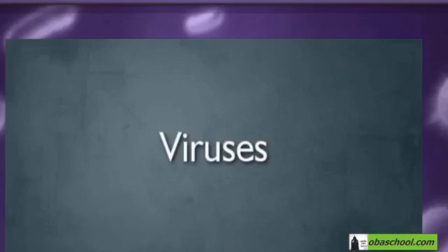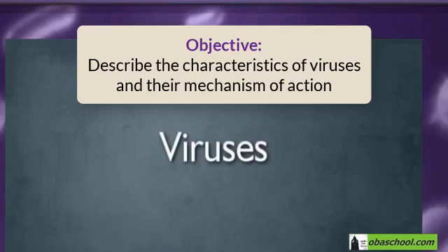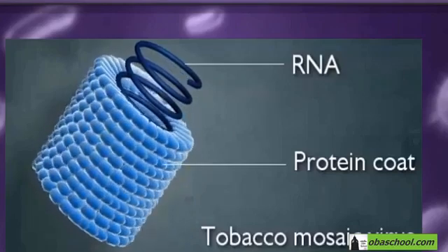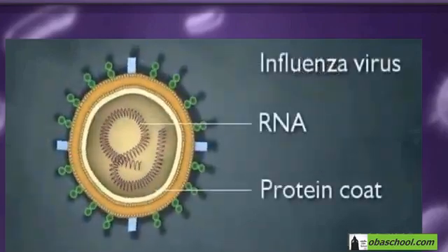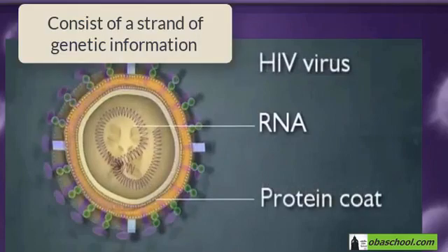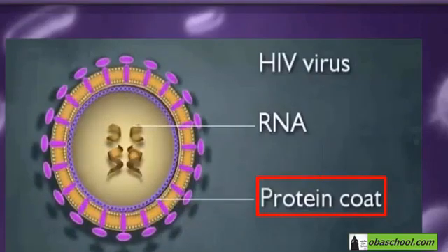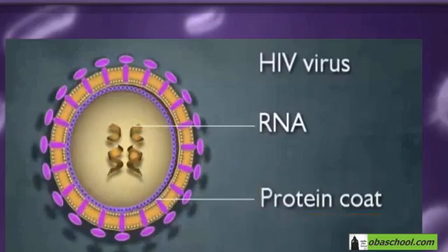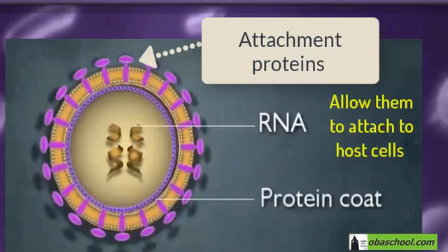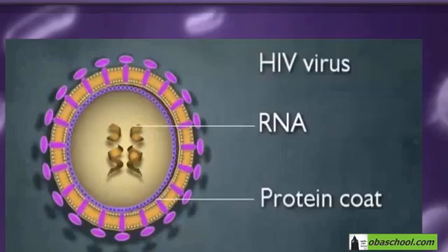Everyone, this tutorial is about the characteristics of viruses and their mechanism of action or reproduction. Viruses are the smallest type of microbe. They are approximately 1/1,000,000th of a millimeter in length and consist of a strand of genetic information that can be an RNA or DNA. It is surrounded by a protein coat. Moreover, the virus can have attachment proteins which allow them to attach to the host cells.